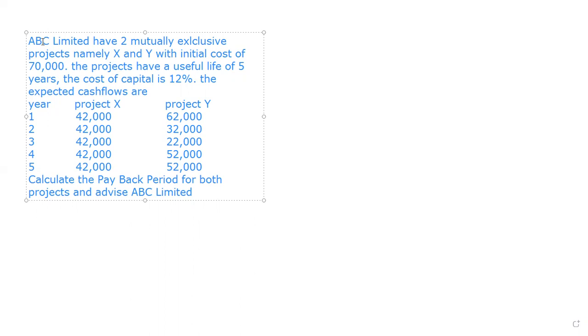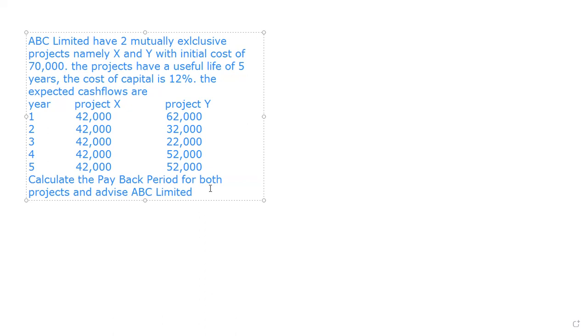You are told ABC Limited has two mutually exclusive projects, namely X and Y, with an initial cost of 70,000. The projects have a useful life of 5 years. The cost of capital is 12%. The expected cash flows are, we have year 1, 2, 3, 4, 5. We have project X at 42,000 constant throughout. Then we have project Y, 62,000, 32,000, 22,000, 52,000, and 52,000. We are told to calculate the payback period for both projects and advise ABC Limited.